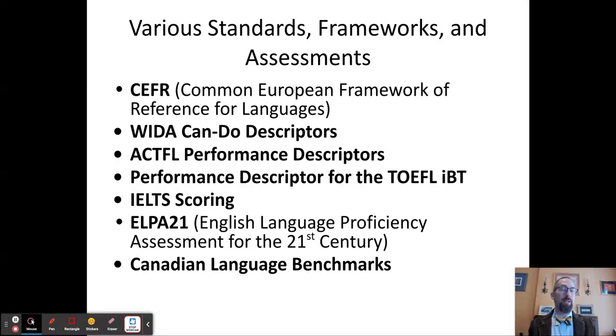IELTS also has its scoring information that you can use that will describe what learners or users of English are able to do. Then ELPA21 is another framework that is similar to WIDA, but it's used in other states in the United States. And then the Canadian Language Benchmarks, which are used in Canada for English and for French, can also be a useful tool.